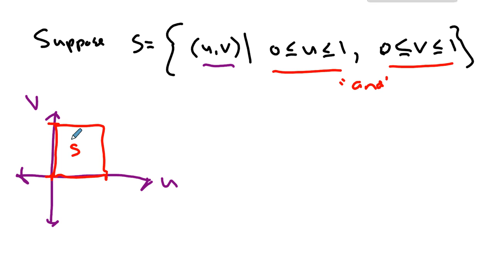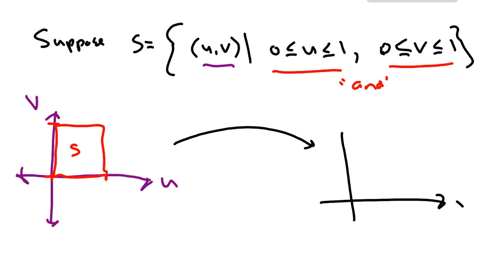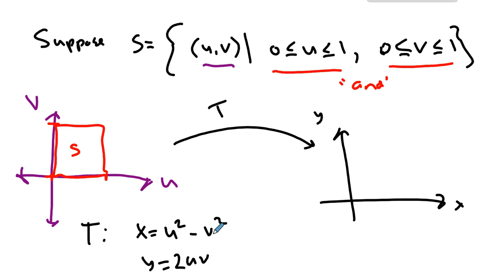And what we're going to do is take S into a new plane, the xy plane, via a transformation T. Typically these transformations are given to you; later on we'll talk about how you might actually pick one for yourself. But the transformation that we're going to use is this: x equals u squared minus v squared, and y equals 2 times u times v. And this transformation is going to give us some other region over here, R. We're not sure yet what that's going to look like.